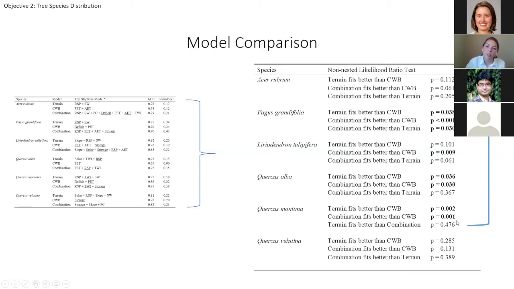Mainly, all 4 species show that the combination model is fitting significantly better than the climate water balance model, which is the same pattern that we see in the first objective. For 3 of the species, we see that the terrain model is fitting significantly better than the climate water balance model, which is interesting, and that's not a result we found in the first objective.